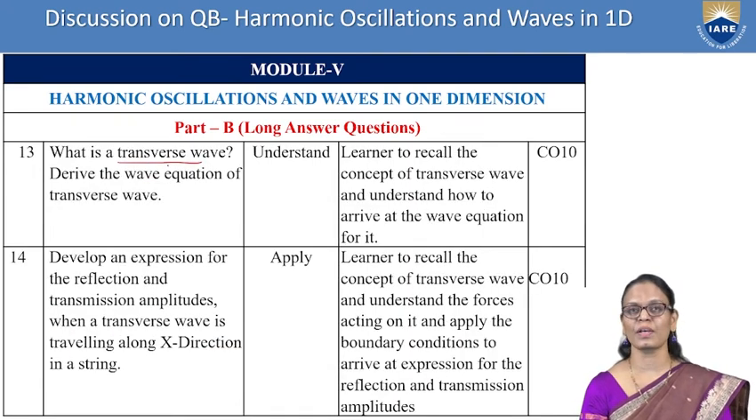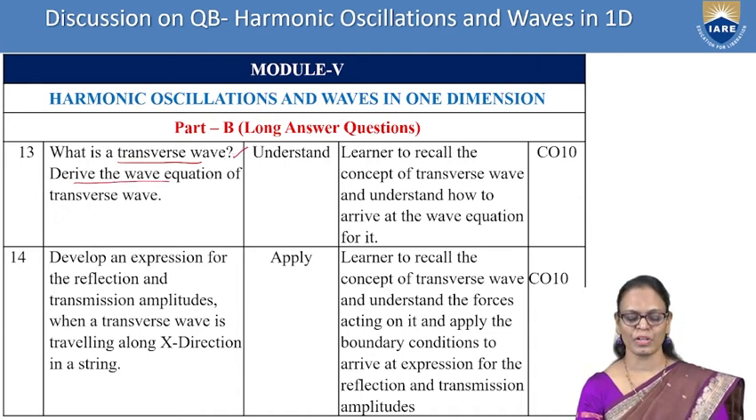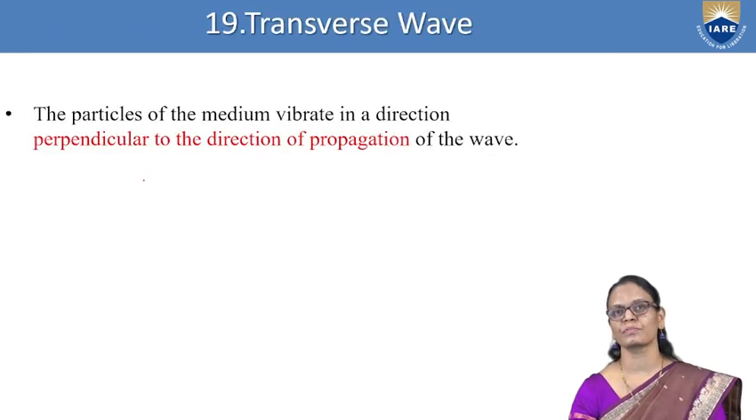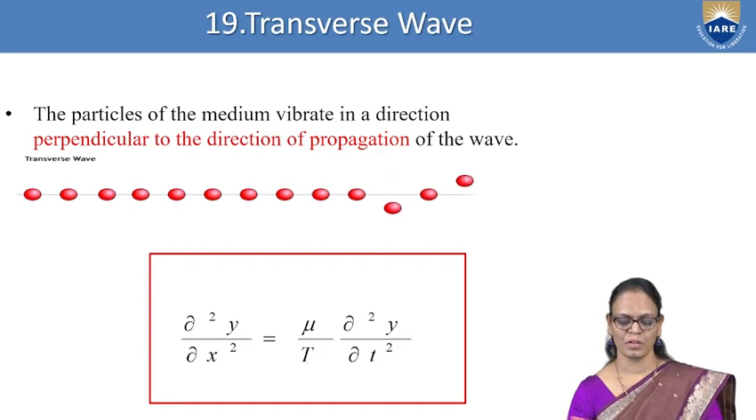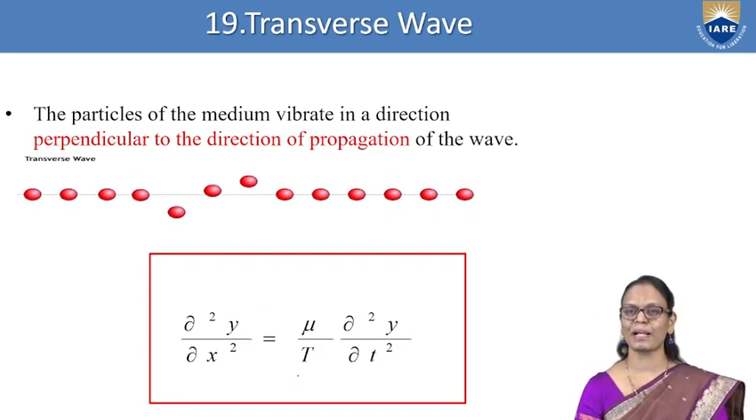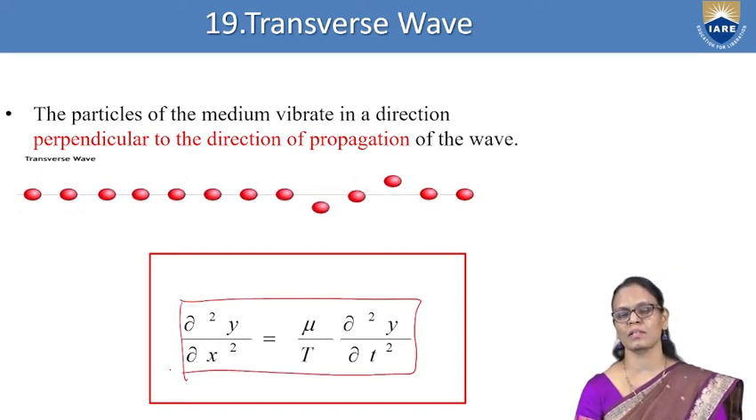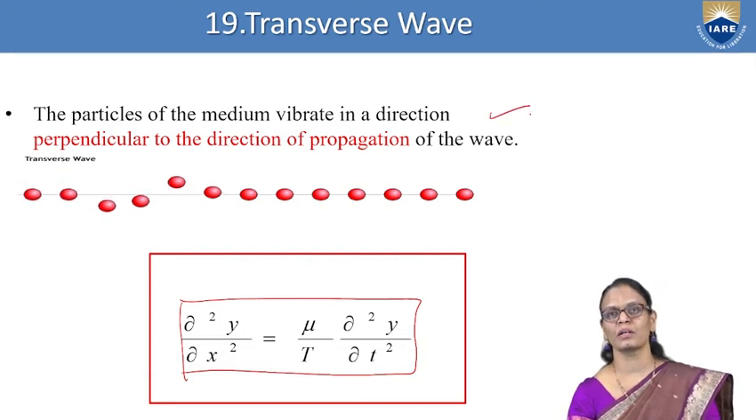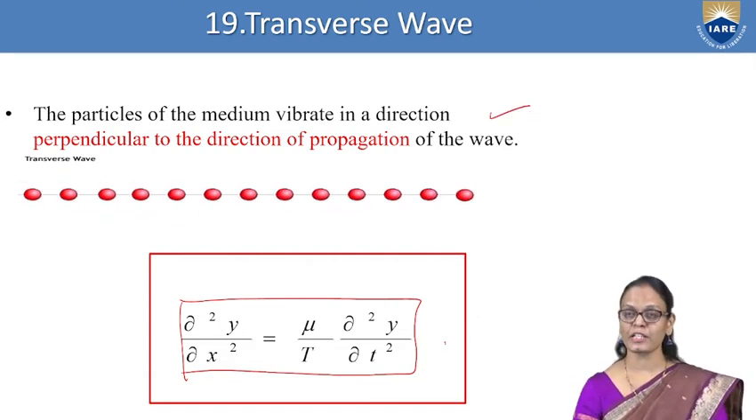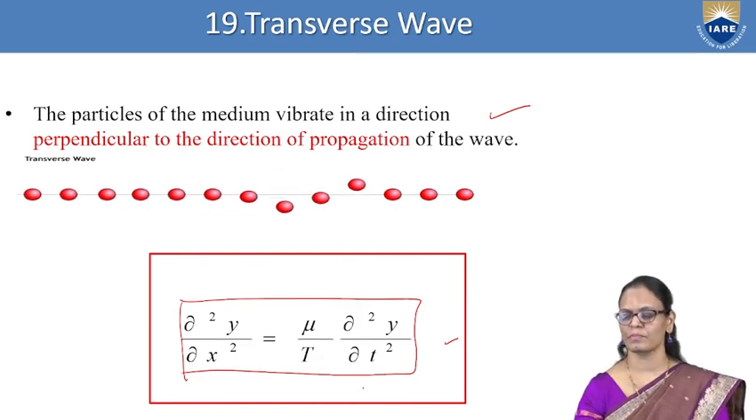Next, what is a transverse wave? Derive the expression. We have already seen that the particles vibrate perpendicular to the direction of propagation. We also have seen the expression: dou square y by dou x square is equal to mu by T dou square y by dou t square. This expression you will have to derive because it's a long answer question. First you will define what a transverse wave is, you will write the expression, and you will derive all the steps.